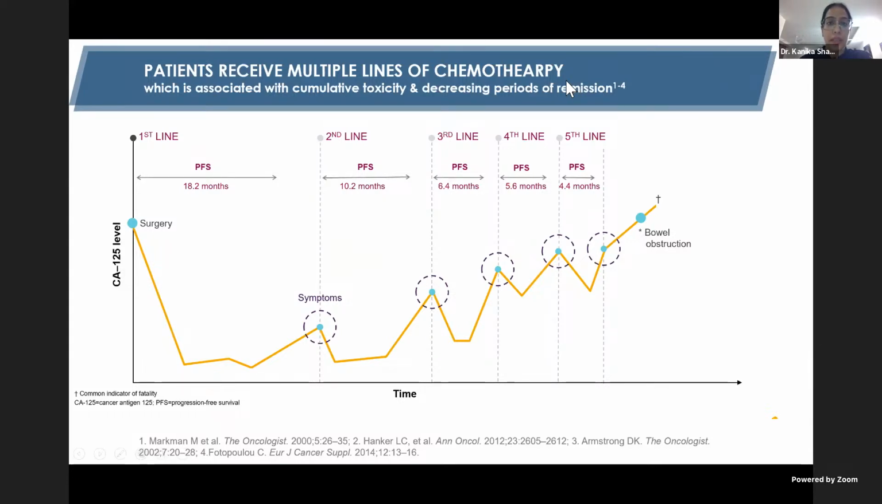Why do we need to increase this period? Because the best response is from the first line of therapy, and as we keep on using further lines of therapy, the PFS keeps decreasing. We see this in our clinical practice also: whatever the response to first line treatment, subsequently when we use liposomal doxorubicin or a gemcitabine regimen, the response is not that good, and we are just prolonging the inevitable. The PFS keeps decreasing from 18.2 months to 10, 6, 5, and sometimes the patient does not even respond or get symptomatic relief on these treatments.